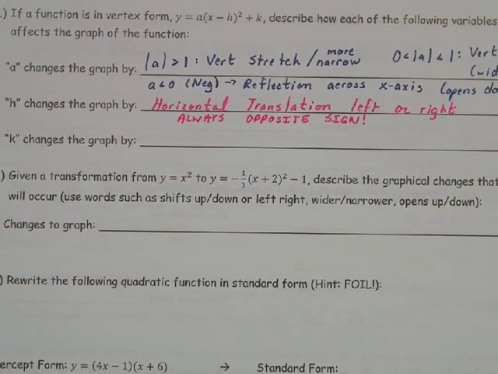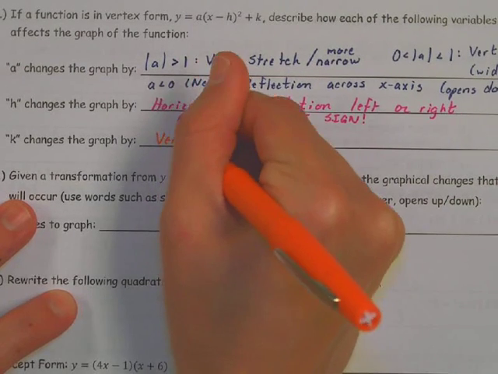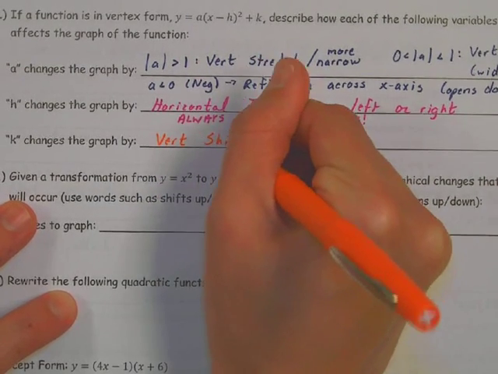And then the K value is the last one. K is pretty straightforward as well. We call that a vertical translation or a vertical shift, up or down. So that's what those will do.